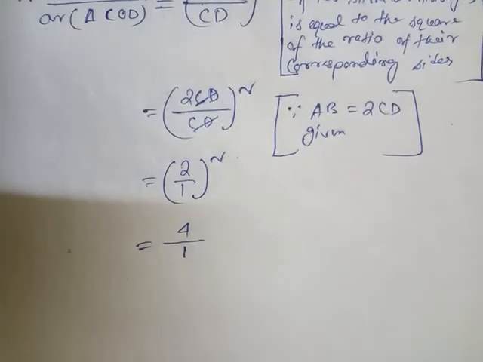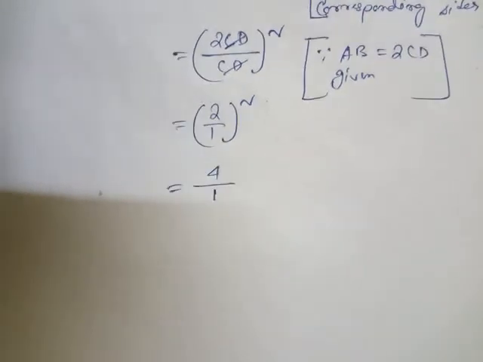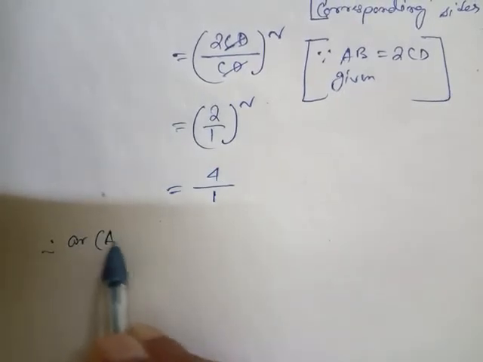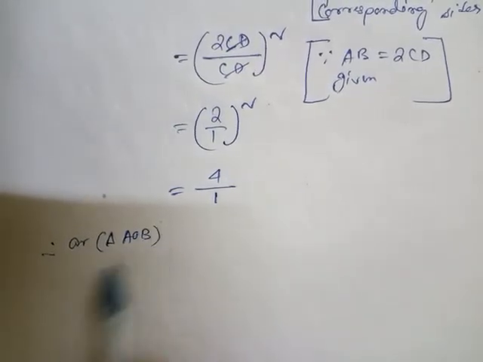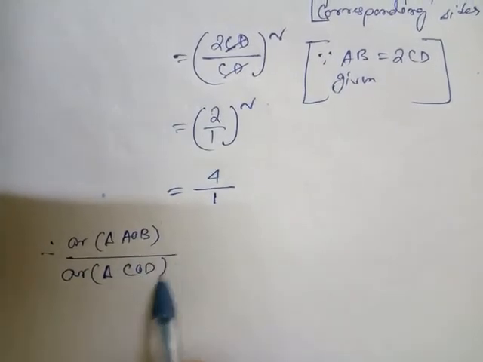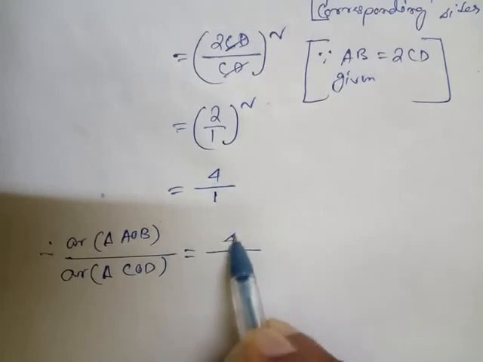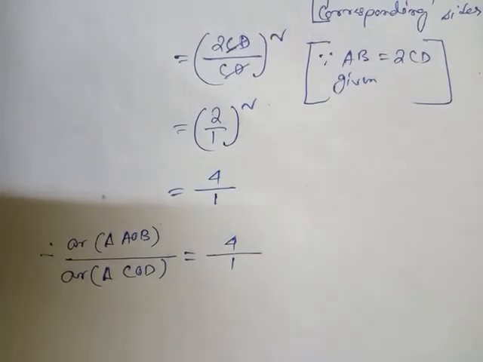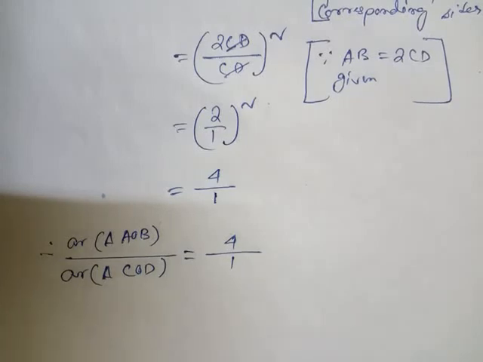So the last line will be: therefore area of triangle AOB by area of triangle COD equal to 4 by 1 is the answer, which means 4 is to 1. This is the answer of question number 2, class 10 general maths, exercise 6.4.